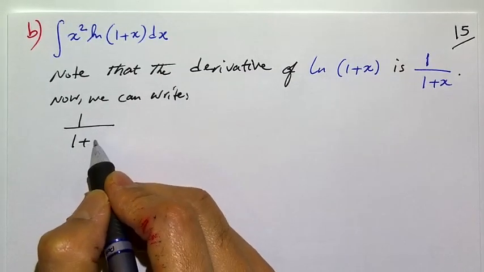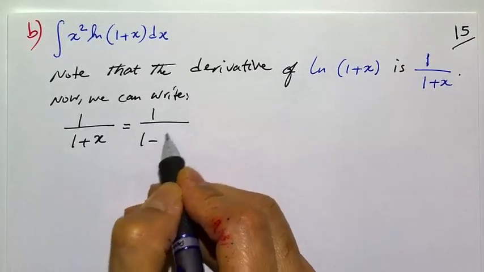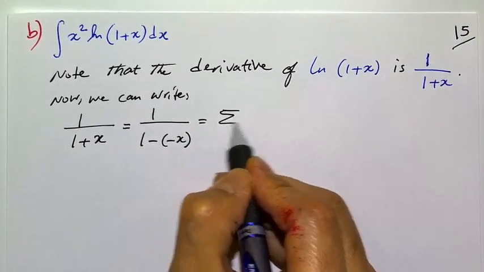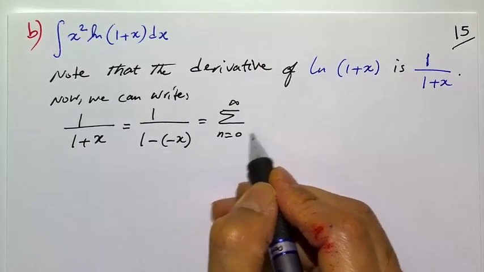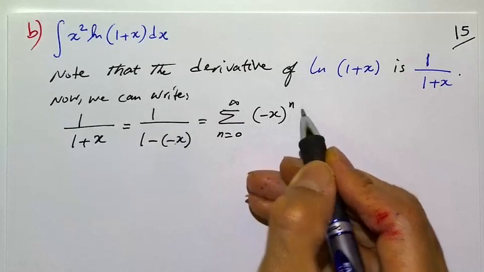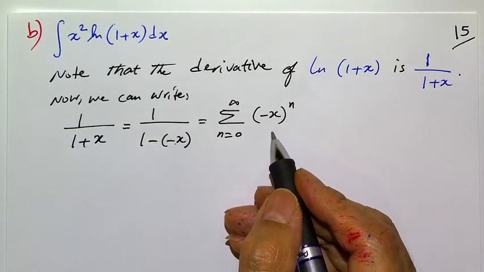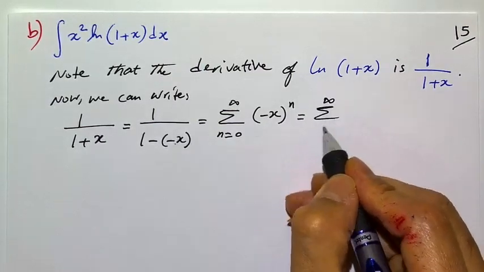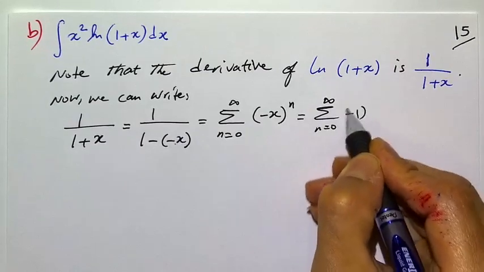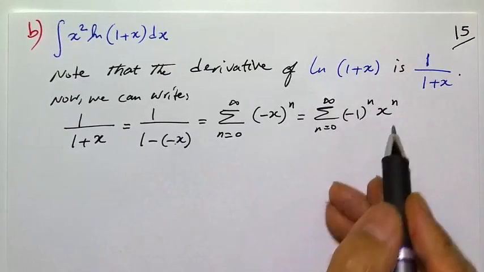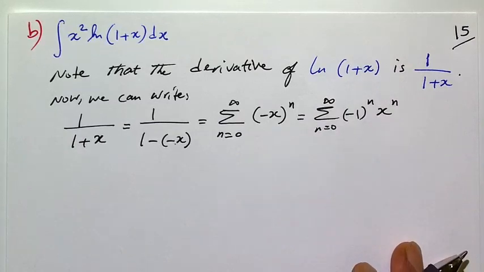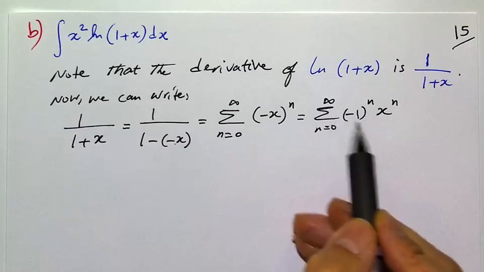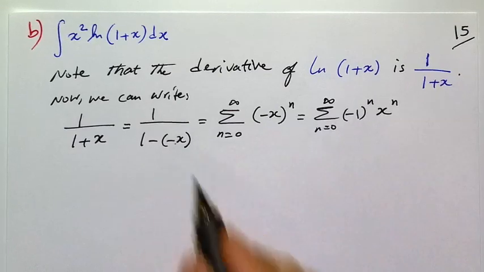So 1 over 1 plus x is equal to 1 over 1 minus (minus x), which gives us this power series, sum of (minus x) to the n power. Or we can write this as (minus 1) to the n power times x to the n. Okay, so now let's see what the first few terms of this look like.